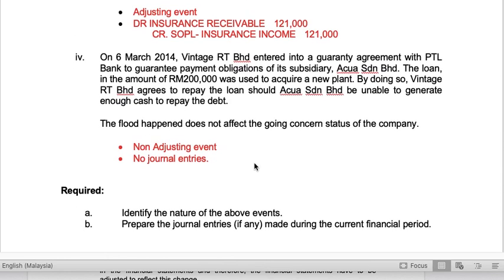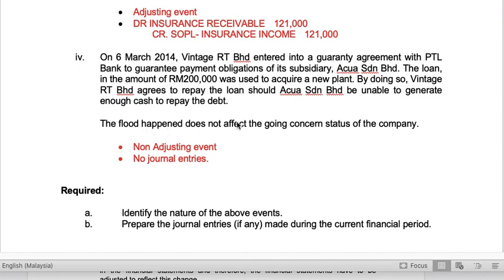On 6 March 14, Vintage entered into a guarantee agreement with PTL Bank to guarantee the payment obligation of its subsidiary, Aqua. The loan in the amount of 200,000 was used to acquire a new plant. By doing so, Vintage agrees to repay the loan should Aqua be unable to generate enough cash to repay the debt. So the flood that happened does not affect the going concern status of the company. So this is a non-adjusting event.